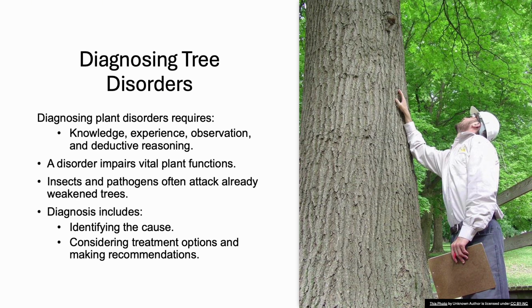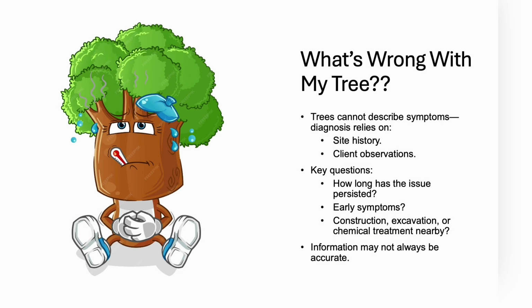The diagnostic process involves two essential steps: identifying the cause of the disorder and considering treatment options and making informed recommendations. And since trees can't describe their symptoms, diagnosis depends on gathering information from the site and client observations. Key questions to ask the client include: how long has this issue persisted? Were there any early symptoms? Has there been construction, excavation, or chemical treatment nearby? It's important to remember that the information provided may not always be accurate, so cross-checking is essential.